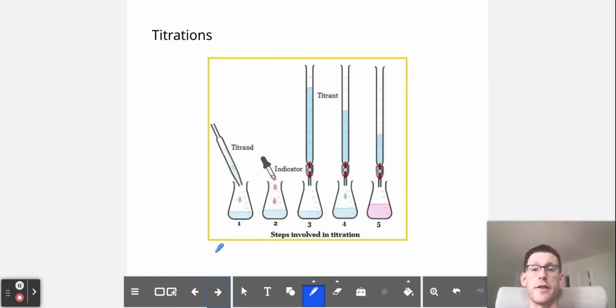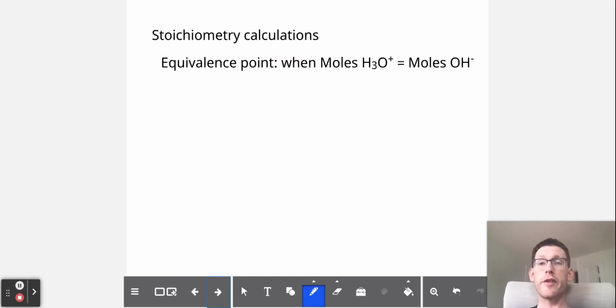On to titrations. If you have an unknown titrand or analyte and add some drops of indicator, you can determine the concentration of the analyte by adding titrant of a known concentration and doing some stoichiometric calculations. By definition, the equivalence point in a titration is the point at which the moles of H3O plus and the moles of OH minus are equal.